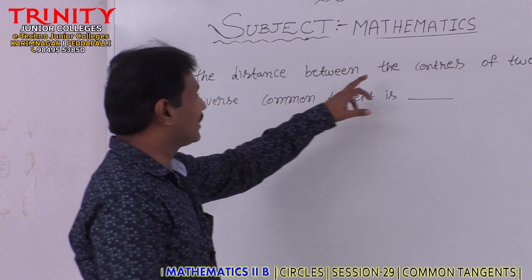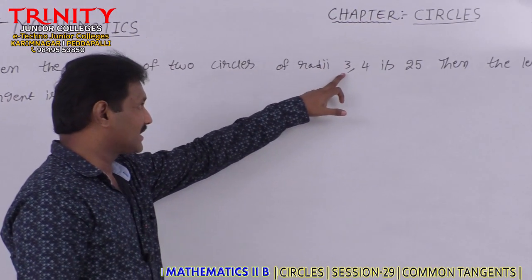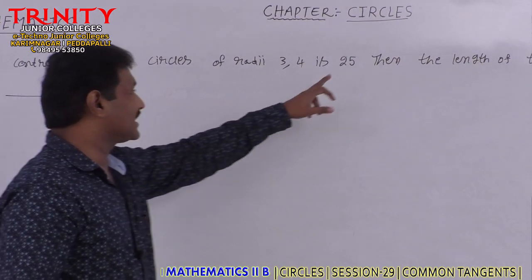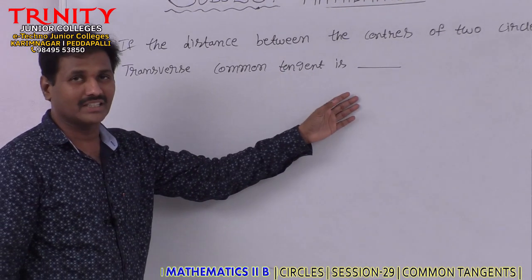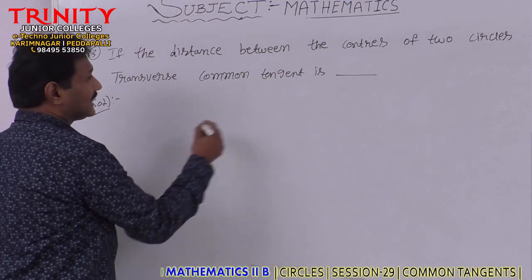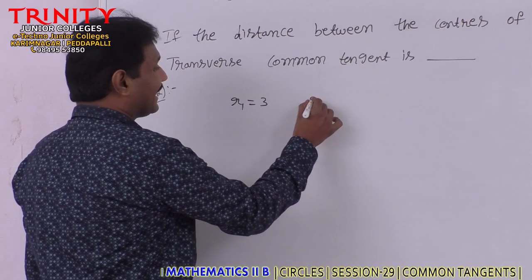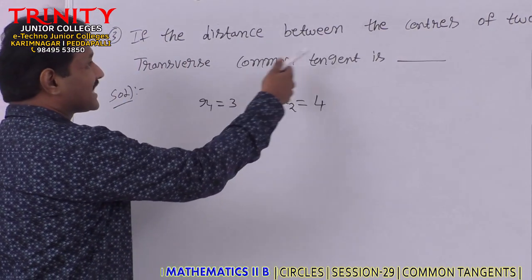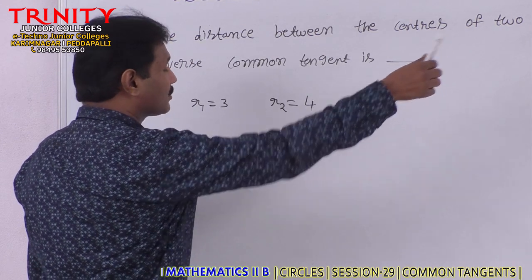If the distance between the two centers of two circles, of radius 3 for one circle and radius 4 for the other, is 25, then find the length of the transverse common tangent. The radius of the first circle is R1 equal to 3. The radius of the second circle is R2 equal to 4. The distance between the two centers is 25.